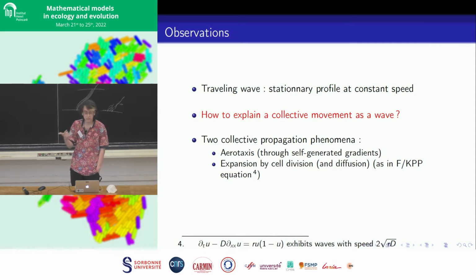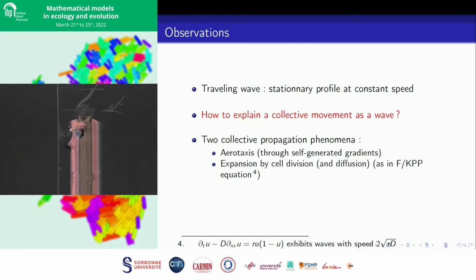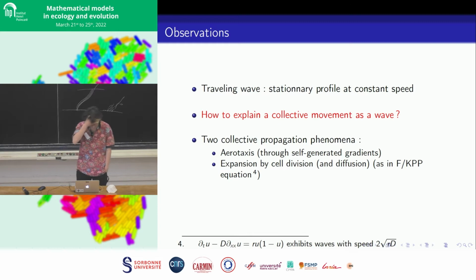Are the ingredients, aerotaxis and cell division, enough to explain it, and what's exactly going on? And the second one is based on the observation that in this experiment, we have, in fact, two different collective propagation phenomena. The first one is aerotaxis that I have mentioned, and the second one is due to the fact that we are adding cell division.